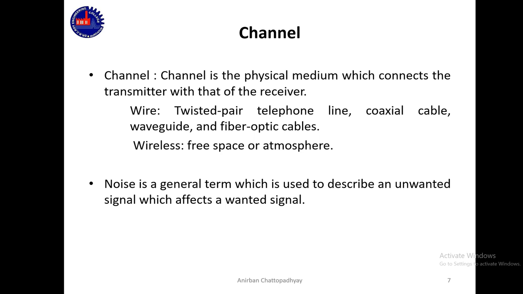Mostly our mobile signals are all wireless. Now when the signal travels through the channel, there is an unwanted signal that always tries to interfere with our original signal. That is known as noise. Remember, this noise is always additive in nature. We consider it to be additive in nature.